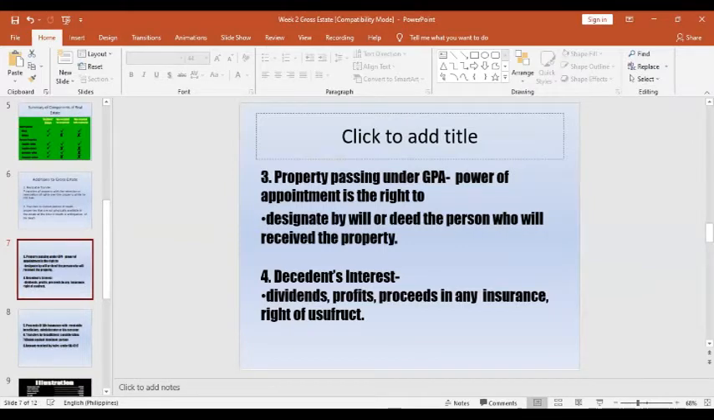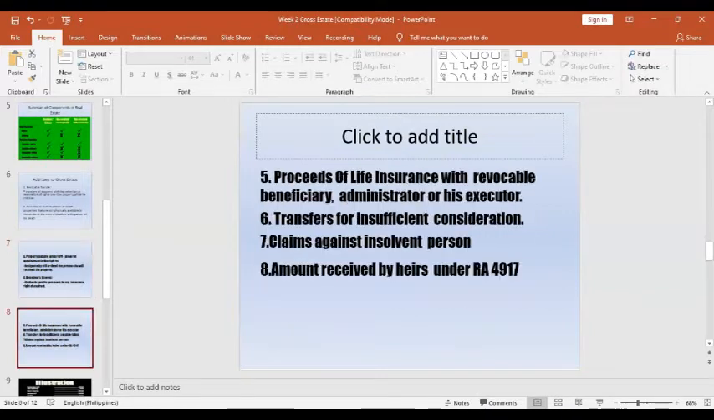And the decedent's interest, including the dividends, profits, proceeds in any insurance, or the right of usufruct can be additives to the gross estate. The proceeds of the life insurance with revocable beneficiary, administrator, or his executor, the transfers for insufficient consideration, claims against insolvent person, and the amount received by heirs under Republic Act 4917. Okay, so those are the additions to the gross estate.